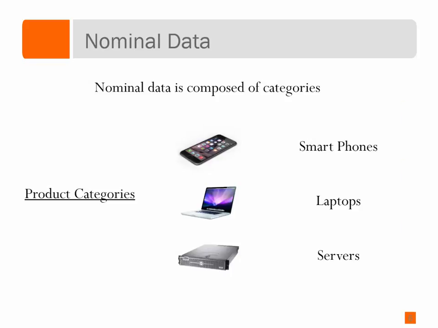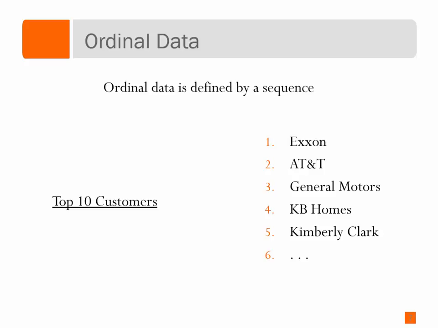So nominal data. So nominal data is composed of categories. So our product categories, we might represent data as different product categories. For example, smartphones or laptops or servers. So these are good examples of nominal data, different categories.